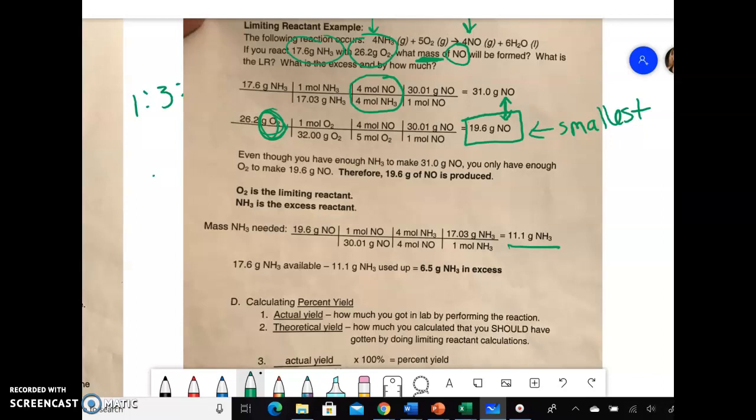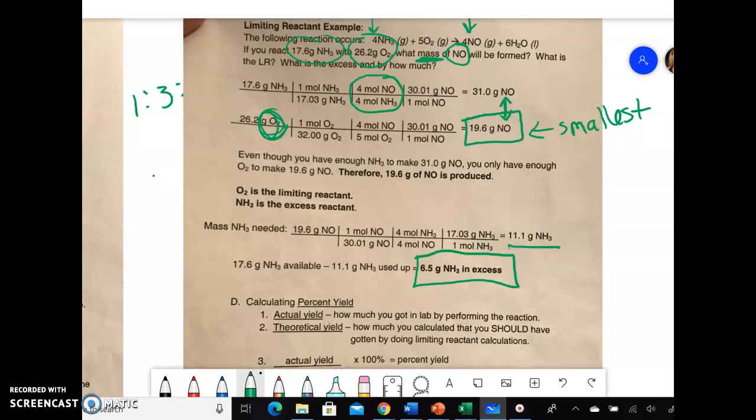Well, we started with 17.6 grams. We used up 11.1 grams to make the NO, which means now we have this in excess. So use that as a guide as you're going through some of these problems to help you understand what steps to do next. But it's not enough just to memorize what to do next. I kind of want you to understand more than that and understand the process for why you're doing what you're doing to make sure you understand the theory of these calculations.